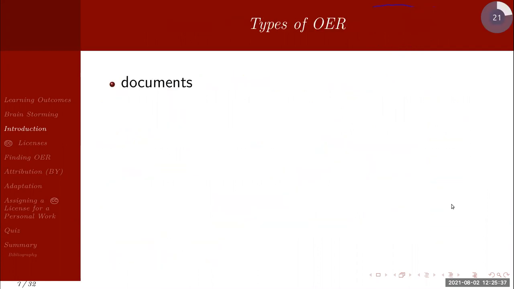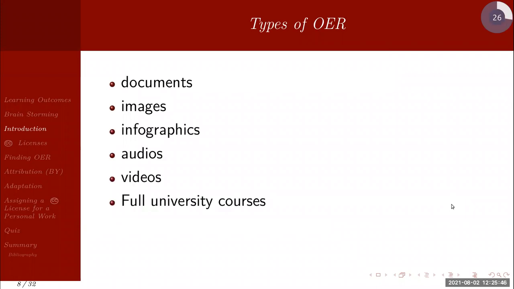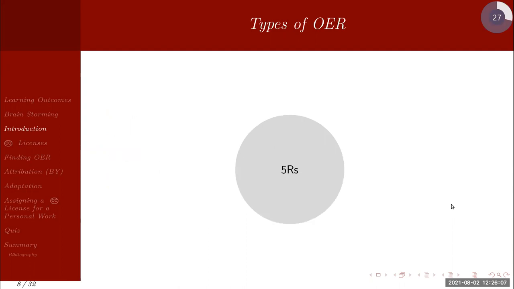So what are the types of OER? It can be documents, images, infographics, audios, videos, full university courses. As you will see today, inshallah, with MIT OpenCourseWare, there are full courses available through a CC, Creative Commons license. So there are diversified resources that are available.